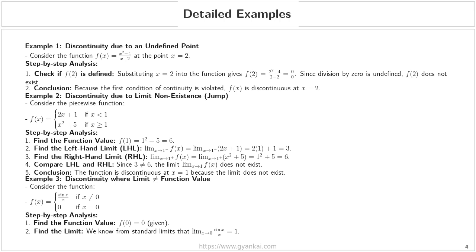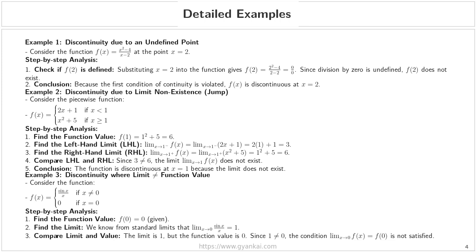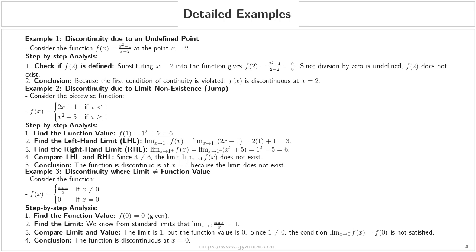Now, let's find the limit as x approaches 0. From our study of standard trigonometric limits, we know that the limit of sine of x divided by x as x approaches 0 is equal to 1. Now we compare the two. The limit is 1, but the function value is 0. Since 1 does not equal 0, the third condition of continuity is not satisfied. Consequently, the function is discontinuous at x equals 0.